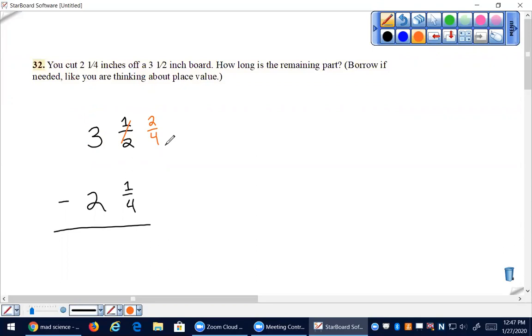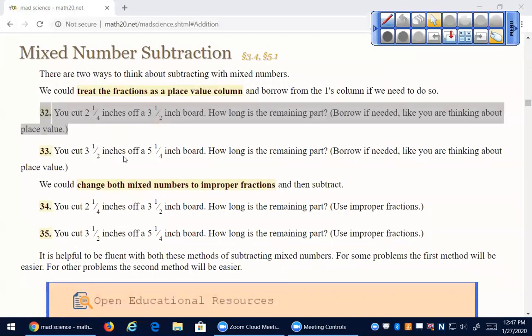So I can take my 1/2 and make it 2/4. 3 minus 2 is 1. 2/4 minus 1/4 is 1/4. And you could do mixed number subtraction just like its place value. But the problem with that is sometimes you need to borrow. Now we'll go to what I was doing badly.